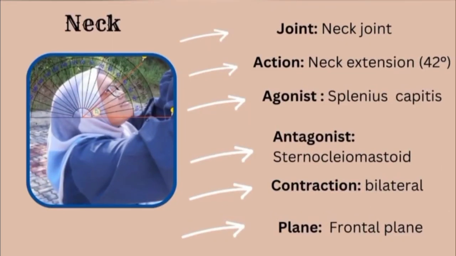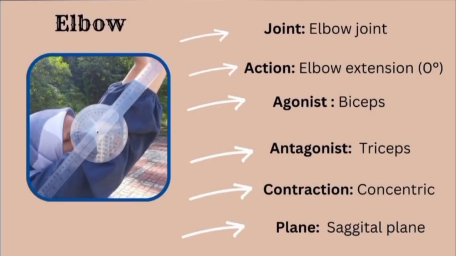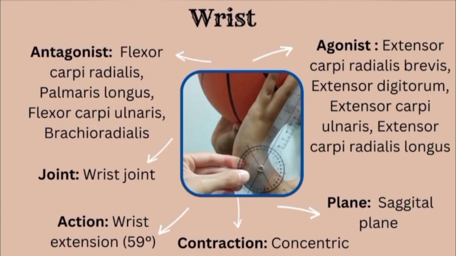First, we look at the neck joint. For this action, the neck is extended to 42 degrees. Next is the shoulder joint. For this action, the shoulder is flexed to 123 degrees. Next is the elbow joint. The elbow is extended for aiming. Next is the wrist joint. The wrist joint is extended to 59 degrees.